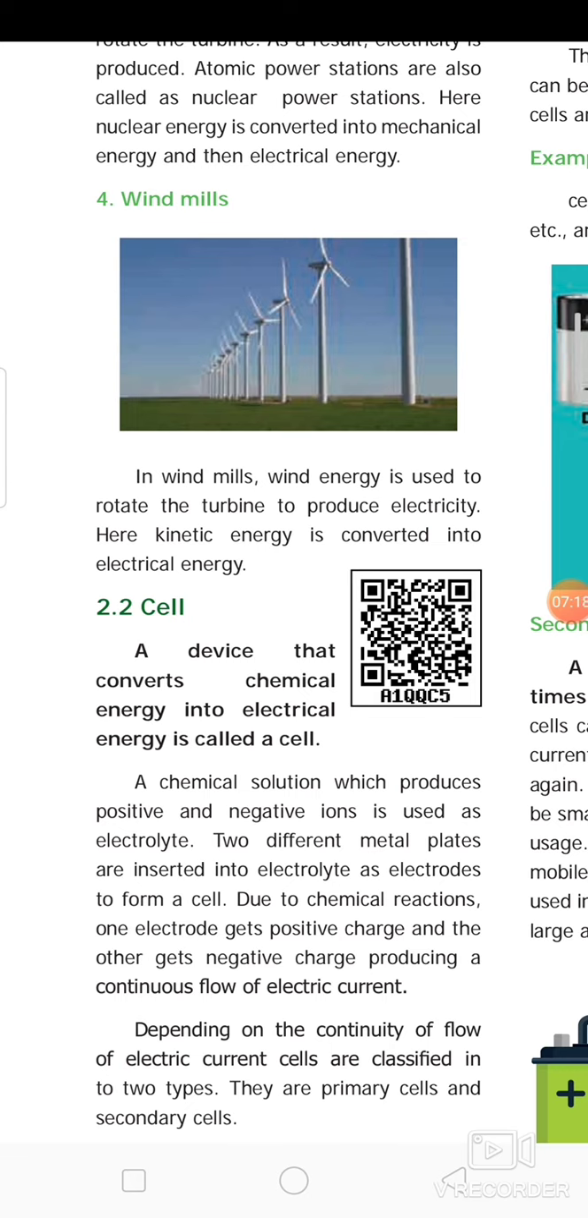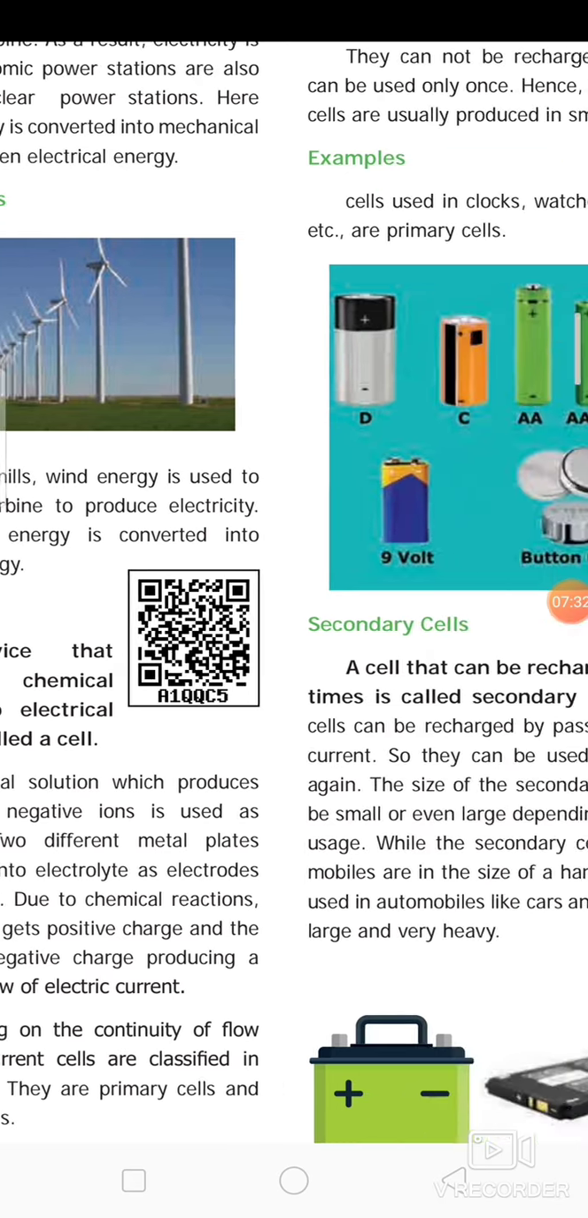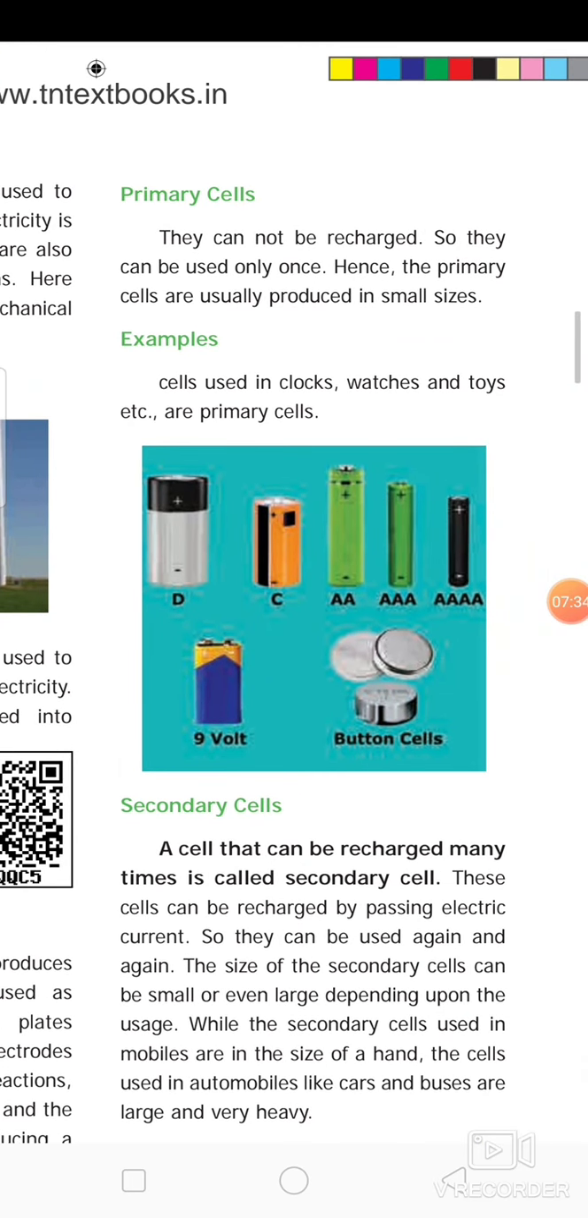of current. Depending on the continuity of flow of electric current, cells are classified into 2 types. They are primary cells and secondary cells. Let's know about primary cells and secondary cells and their differences. First, primary cell. They cannot be recharged, so they can be used only once. Use and throw type. You can use it one time and you can throw it. It is not a rechargeable battery.